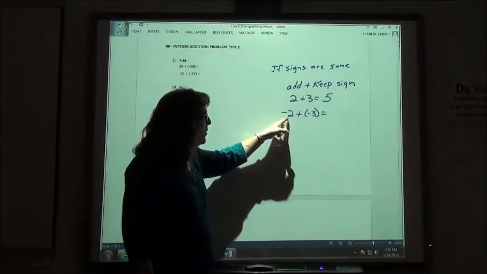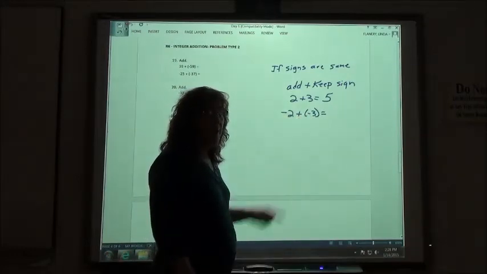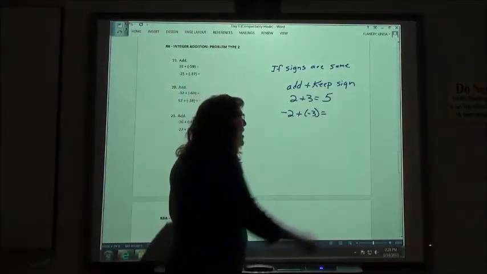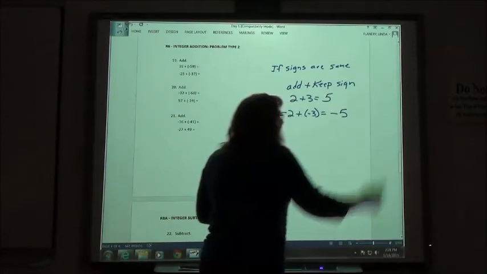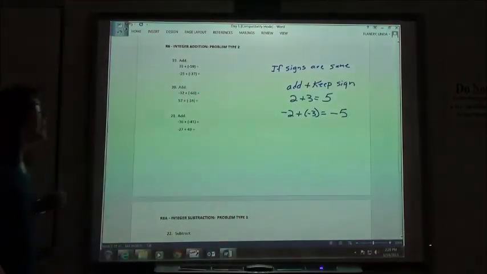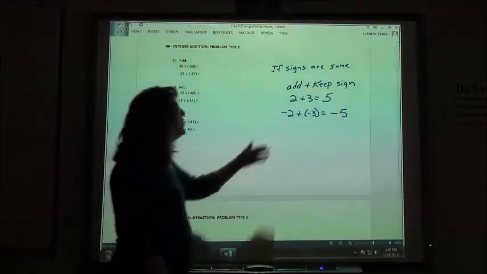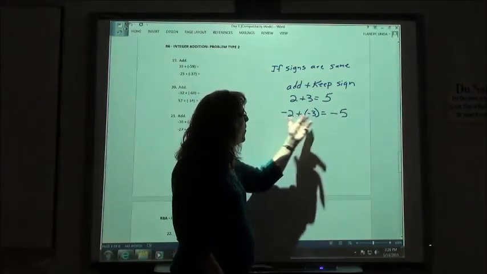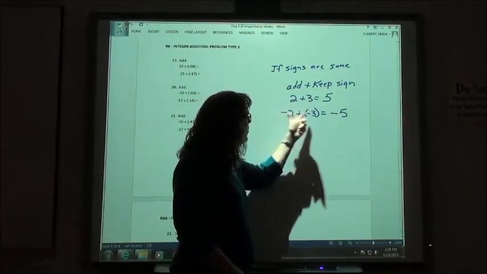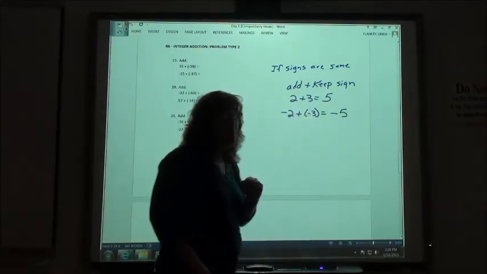I owe you $2 and I owe you $3. I'm not going to end up with positive $5. I'm going to owe money yet. I'm going to owe you $5. So when my signs are the same, they're either both positive or both negative, I add the value of my numbers, keep the same sign.